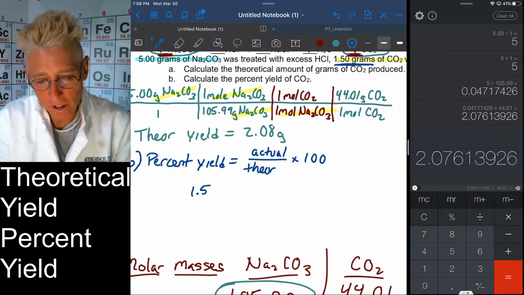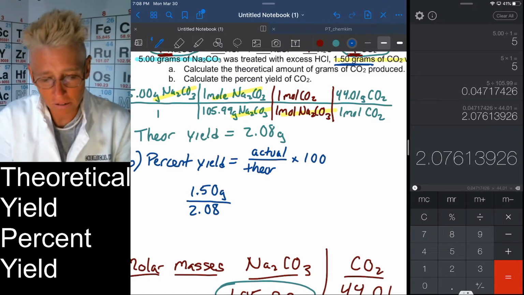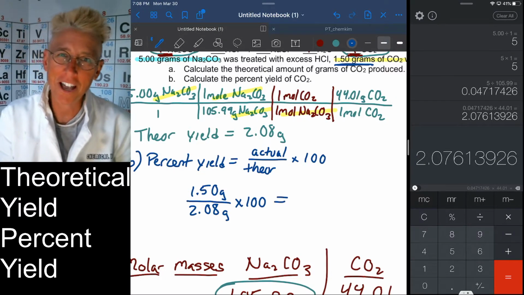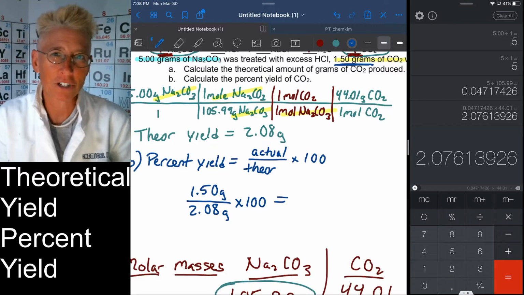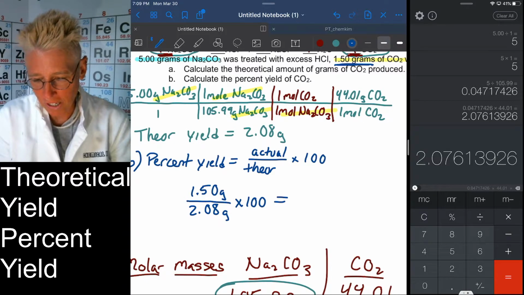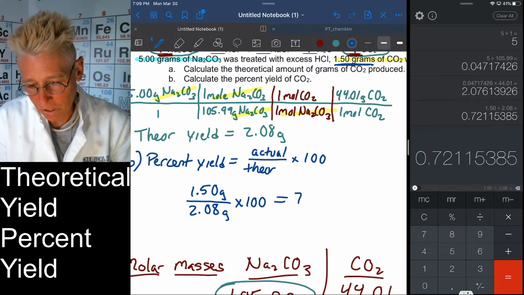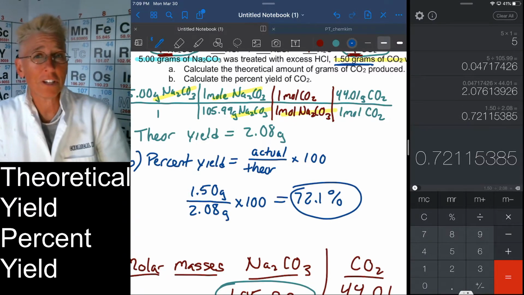I'll take my 1.50 grams of CO2. I'll divide that by the theoretical, which I determined by calculation to be the 2.08 grams. I'll multiply that by 100, and that will give me my percent yield. I can already tell that this particular data is not the best because it doesn't match 2.08, but let's see what its actual calculation is. So 1.50 divided by 2.08 times 100, and I end up with 72.1%. And I'll carry it to that significant figure. So that's a percent yield calculation.